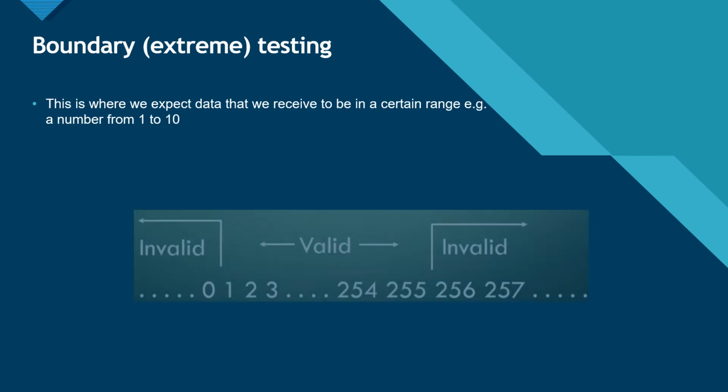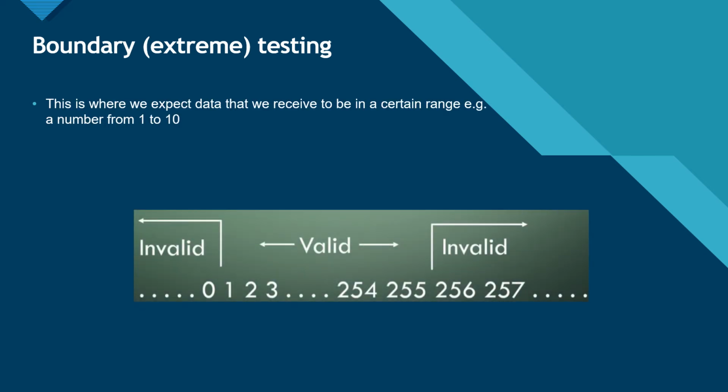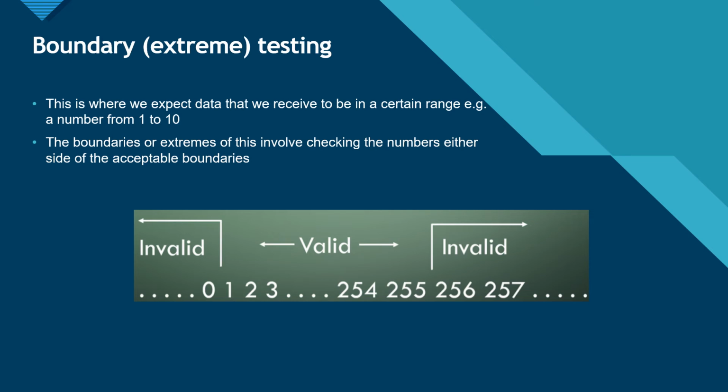Boundary, also called extreme testing, is used when we expect data to be in a certain range, for example a number from 1 to 10. It involves checking the boundaries or extremes of our acceptable value range. To perform boundary testing, we therefore test the last acceptable value and first not accepted value at either end of our extremes. In the case of trying to get a number from 1 to 10, this would mean checking 0 and 1 and 10 and 11 were all handled correctly.